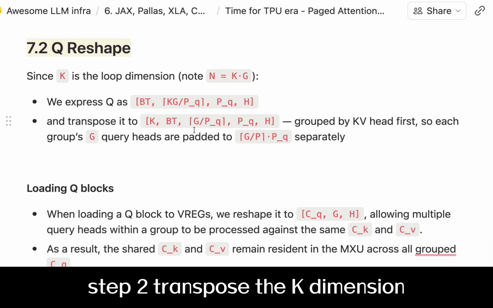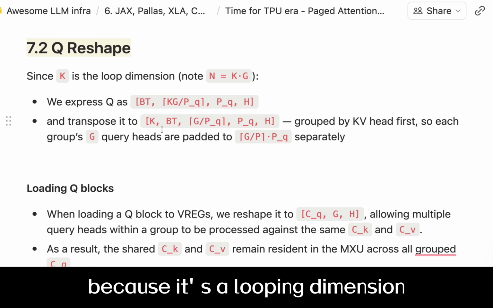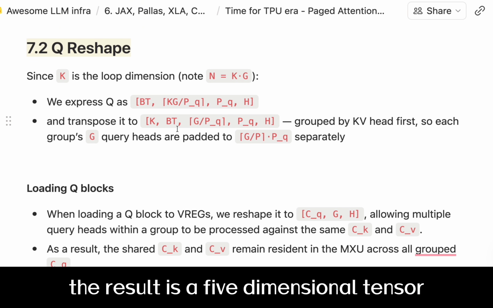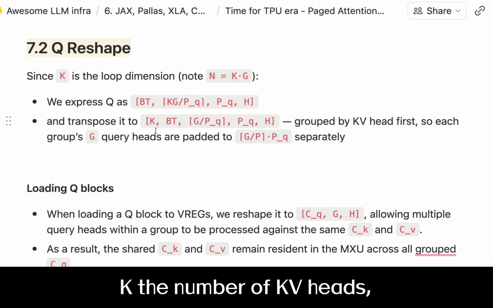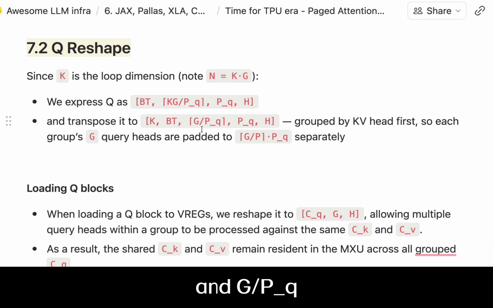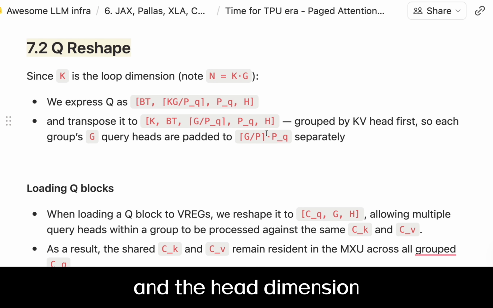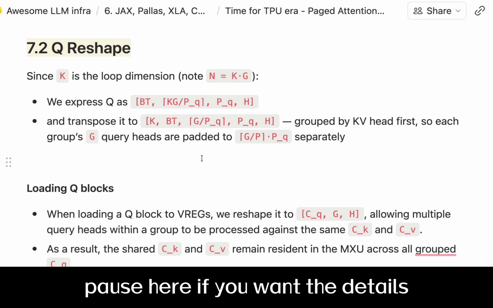Step 2. Transpose the K dimension to the front, because it's a looping dimension. The result is a 5-dimensional tensor. K, the number of KV heads, BT, the number of flattened tokens, and G divided by PQ, then the packing dimension and the head dimension. Pause here if you want the details.